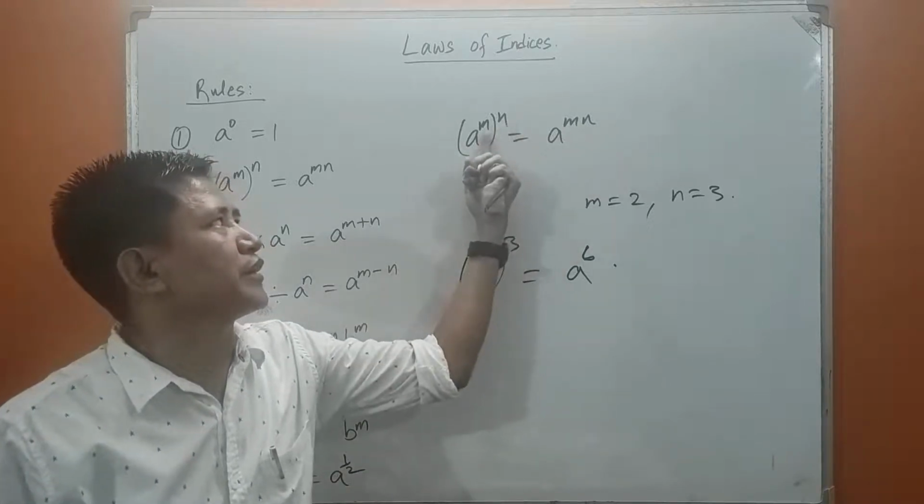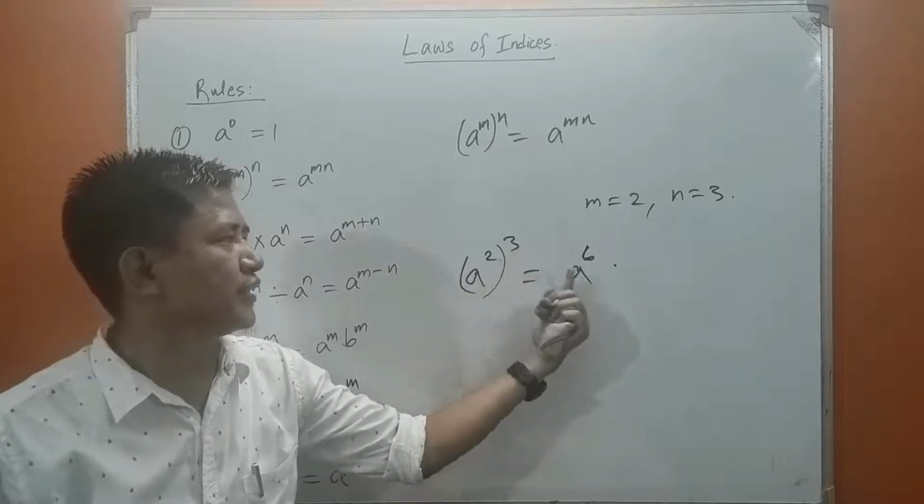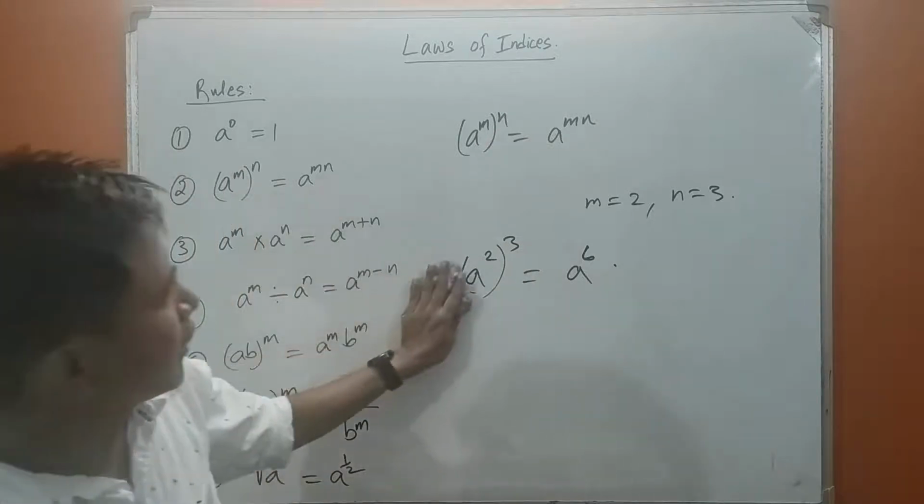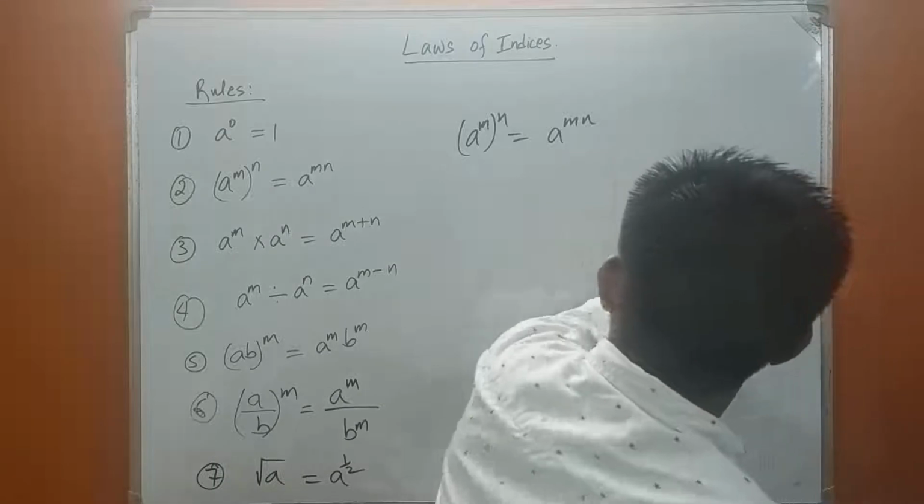The powers can be multiplied like this, 2 times 3 is 6. This is the second rule. I hope you got this. Now let us move on to the third rule.